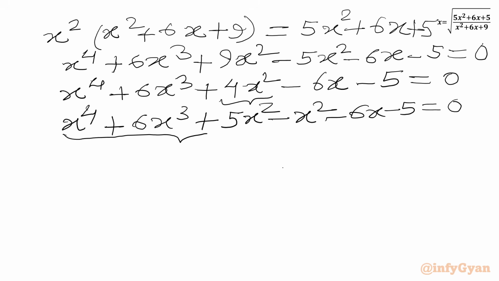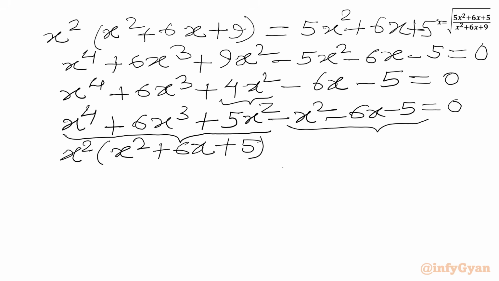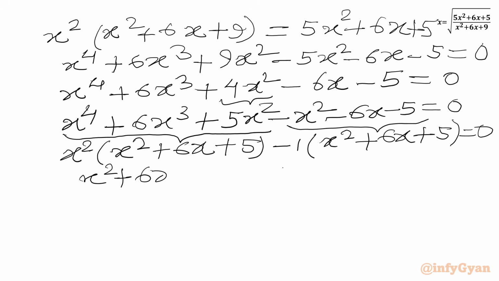Now from these three terms we can take x square common. So in the bracket there will be x square plus 6x plus 5. Now from the next three terms we can take minus 1 common. So in the bracket we will write x square plus 6x plus 5 equal to 0. Now x square plus 6x plus 5 is overall common. So we will get x square minus 1 in the other bracket equal to 0.